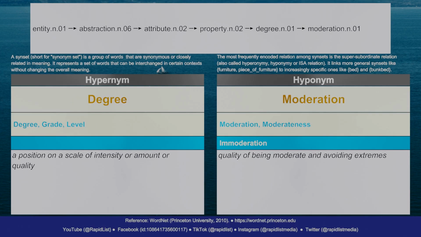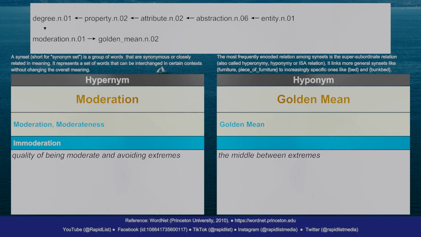Moderation. Quality of being moderate and avoiding extremes. Golden mean. The middle between extremes. Reasonableness. Moderation in expectations. Without greater reasonableness by both parties, we will never settle this matter.